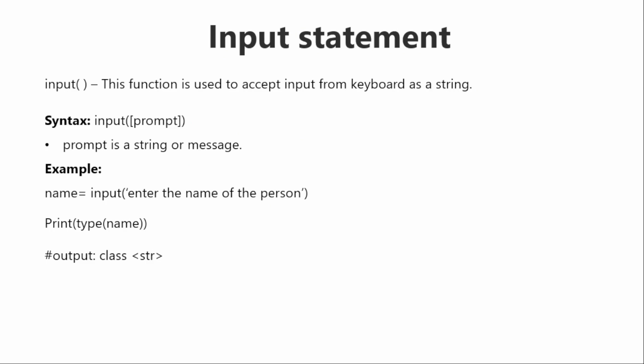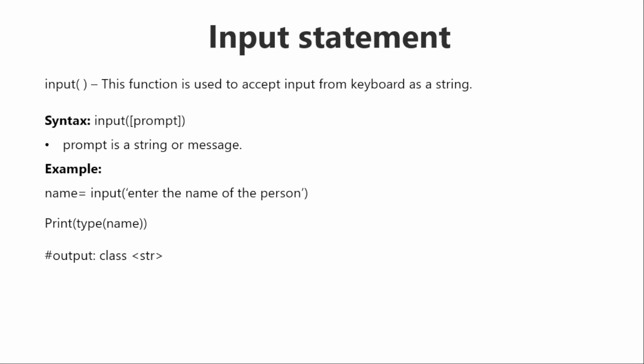Hello. Today we can start with input and output statements. So let's begin with the input statement. The input statement is a function which is used to accept inputs from the keyboard as a string. The syntax for an input statement is input(prompt). The prompt is a string or message. The example I have given here is name = input("Enter the name of the person").